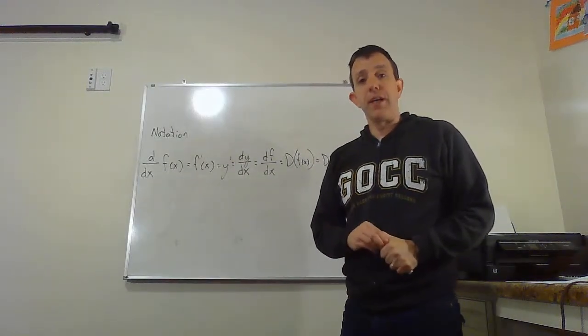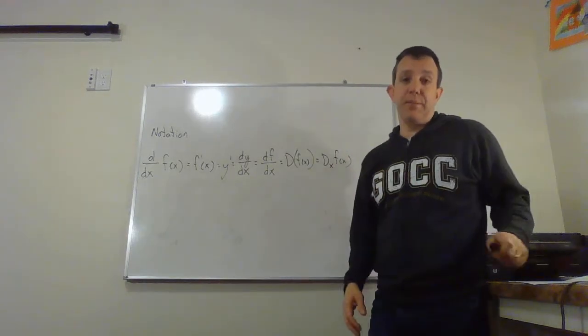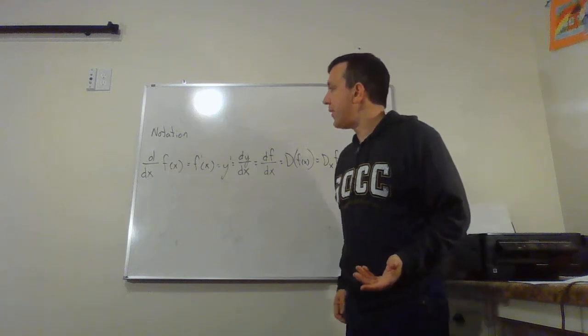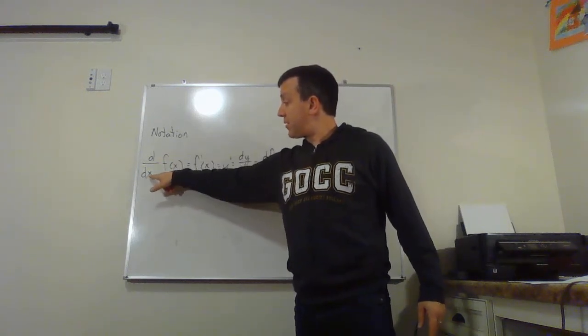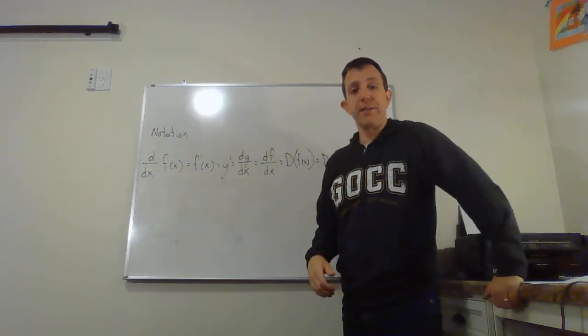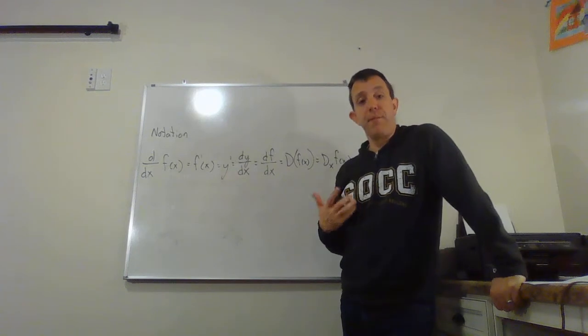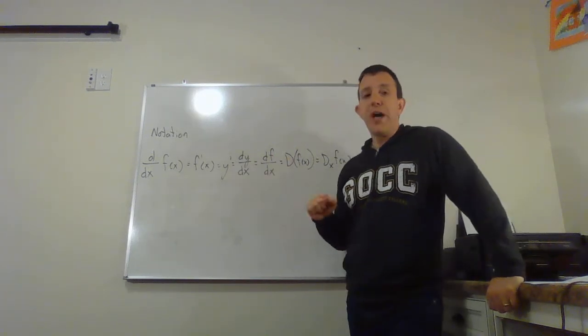Okay, so not a whole lot on this particular board, just some notation. These all mean the same thing. These all mean to take the derivative with respect to x. So we have the derivative with respect to x of a function f of x. That just means take its derivative. We have the notation f prime of x, which we saw in the definition just a minute ago. We can use y prime.